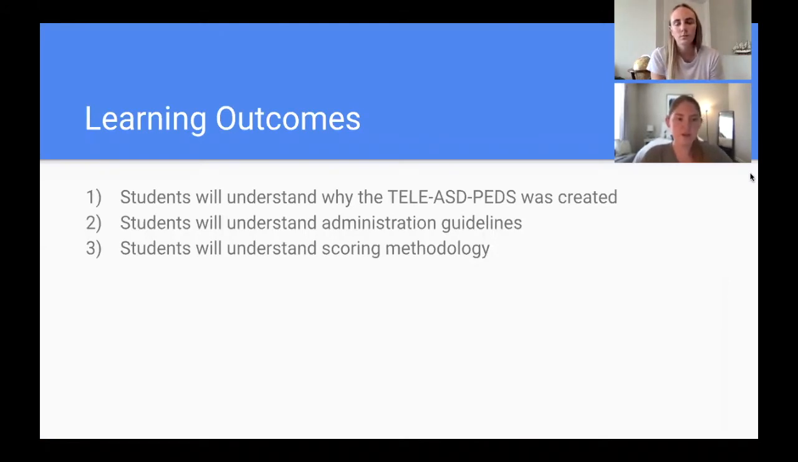So our learning outcomes for today are that students will understand why the TELE ASD PEDS was created and will understand the administration guidelines as well as understand the scoring methodology behind the tool.